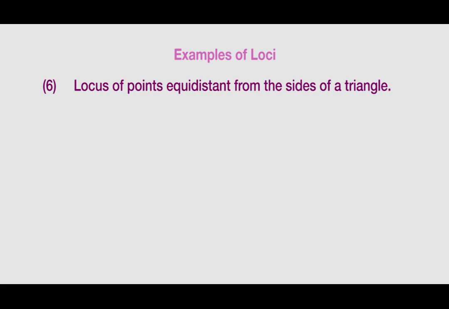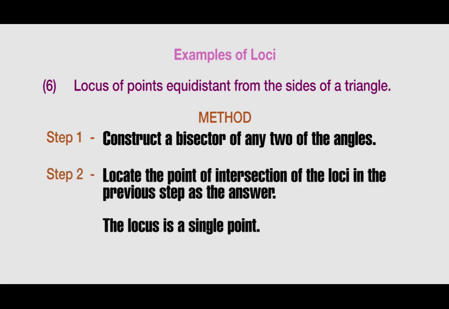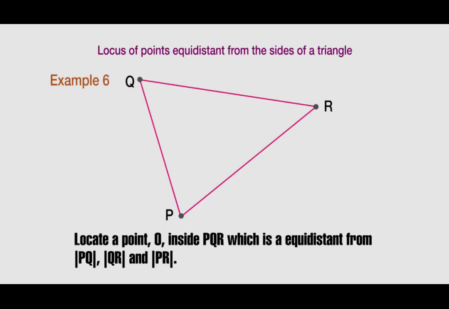Good. We can also construct the locus of points equidistant from sides of a triangle. Here is the method. 1. Construct a bisector of any two of the angles. 2. Locate the point of intersection of the loci in the previous step, as the answer. The locus is a single point in this case also. Example 6 would explain that. Consider the triangle shown.